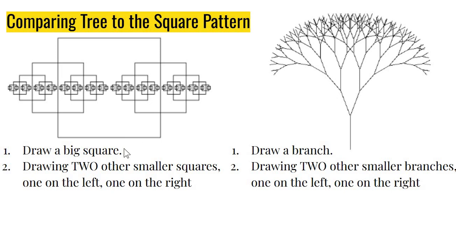Let's understand this. Basically, in the square pattern, the broad picture that I follow is that I draw a big square and then I draw two smaller squares, one on the right side, one on the left side. If you want, you can think of these smaller squares as being the children of the big square. Now, this process doesn't stop, obviously. I take this big square and I draw its two children, and then their children, and so on. Of course, at some point, I stop this.